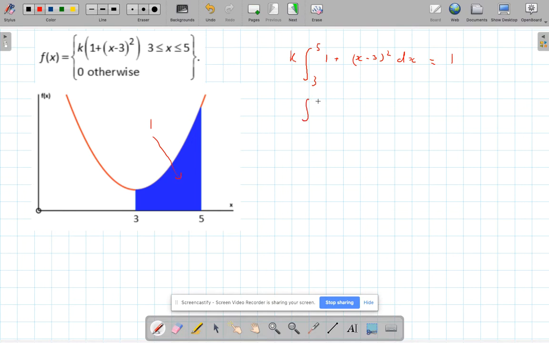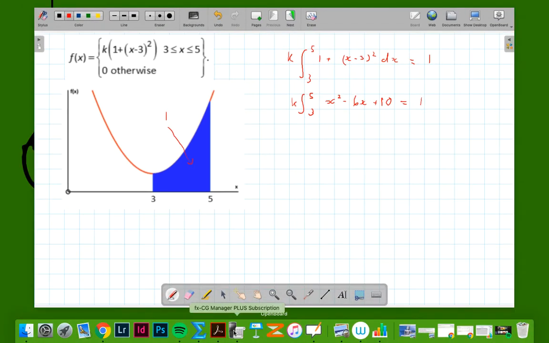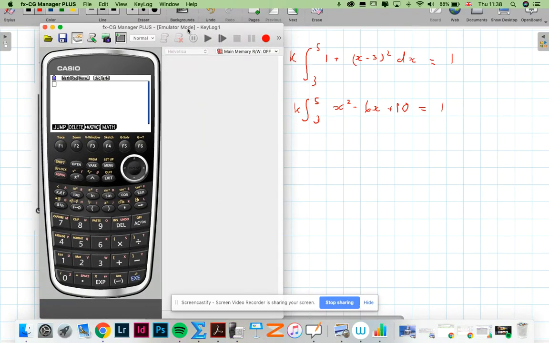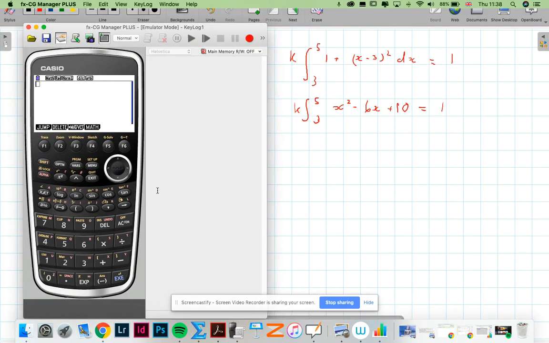So if we now expand this bracket, it becomes x squared minus 6x plus 9, plus the 1 here, making it 10, and it will equal 1. I'm going to use my calculator to find this. I don't want to particularly integrate that and put the values of 5 and 3 in. So it's a good lesson. And by the way, you need to know how to integrate before you move on to this. So I need to work this out just from the run menu here.